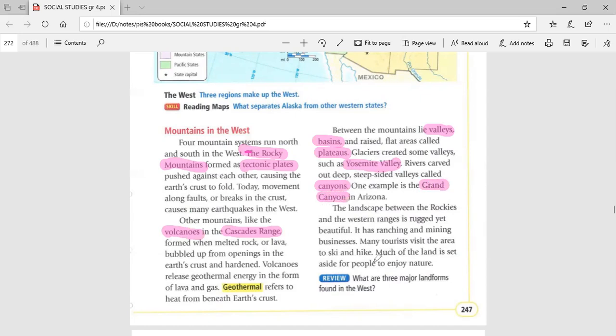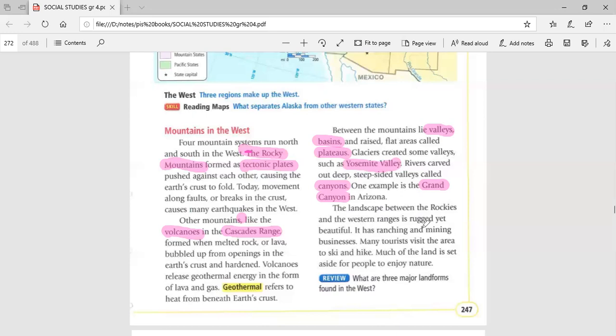So again, guys, when we answer this question, what are the major landforms in the West? There are many landforms. Number one, it has mountains like the Rocky Mountains and the Cascades. The Rocky Mountains are formed because of tectonic plates, but the Cascades are formed because of volcanoes. What other landforms? It has valleys, basins, plateaus, and canyons, and the most famous valley and canyon are Yosemite Valley and the Grand Canyon in Arizona. The landscape between the Rocky Mountains and the Western Ranges is rugged.